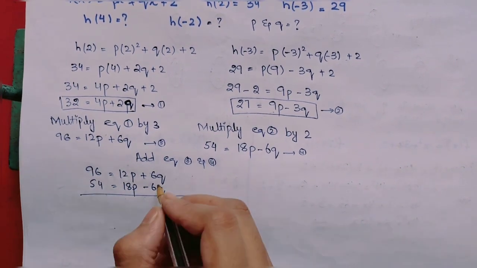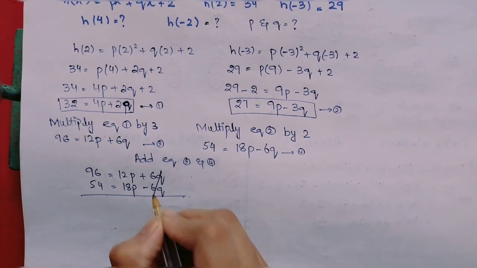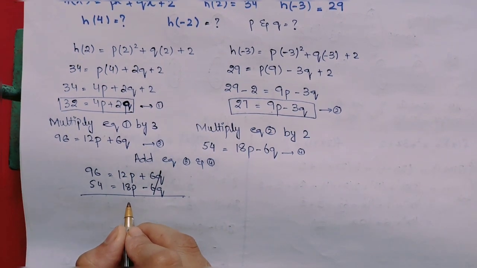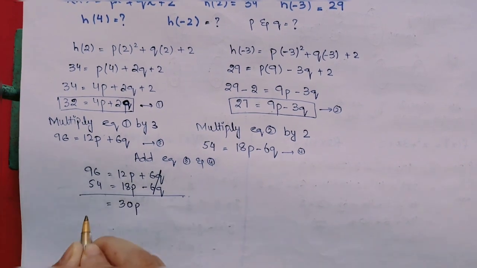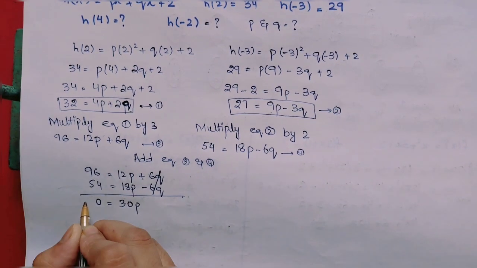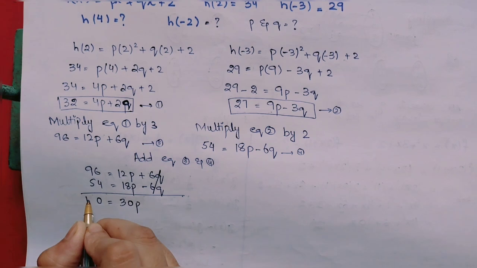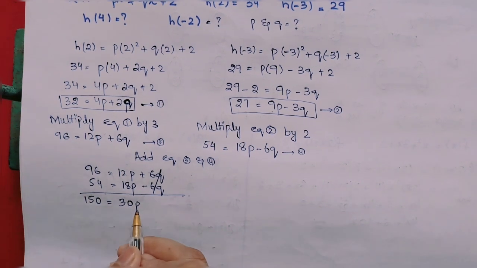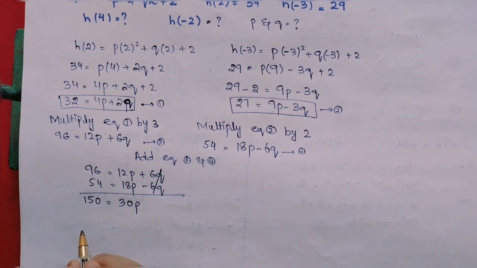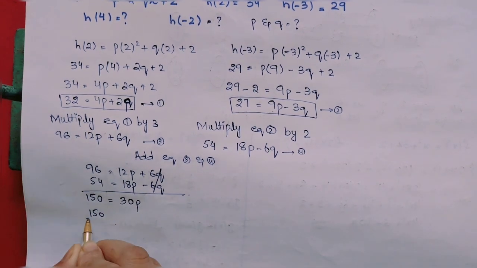When we add them, both of them, plus and minus, cancel, and this becomes 30p is equal to... this is your simplification. And now we can simply find the value of p from here, because 30 is multiplying here, and when it goes to the other side it will be divided.